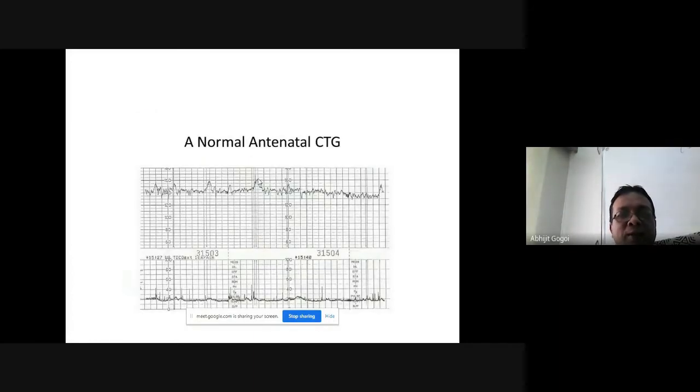So this is a normal antenatal cardiotocography. Many times you will be confused about what a non-stress test, NST, is. It is the same recording, but when a patient is not in labor, we call it NST, non-stress test. And when the patient is in labor, we call it CTG, cardiotocography.